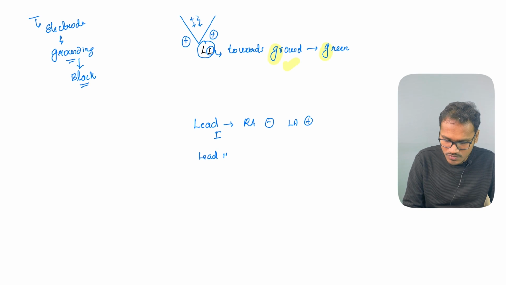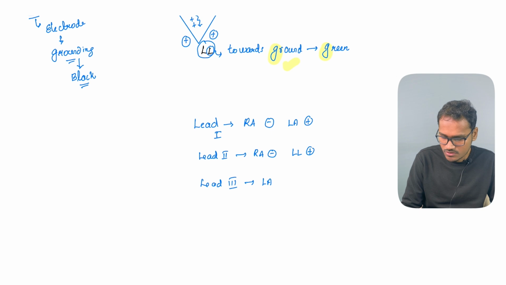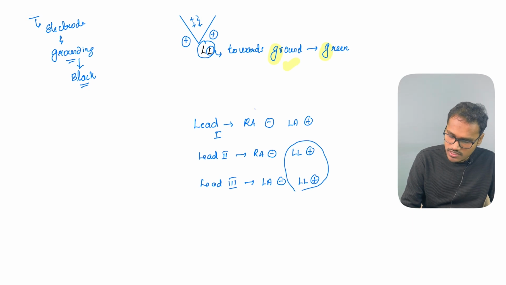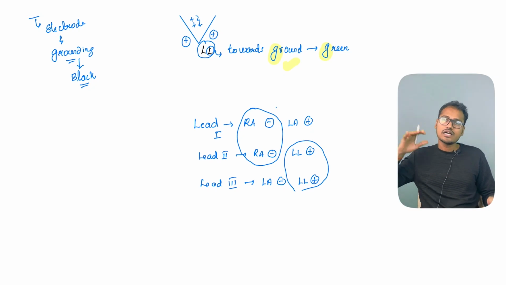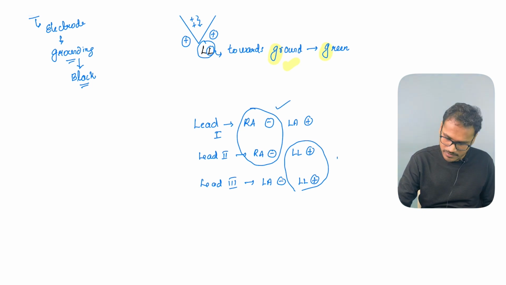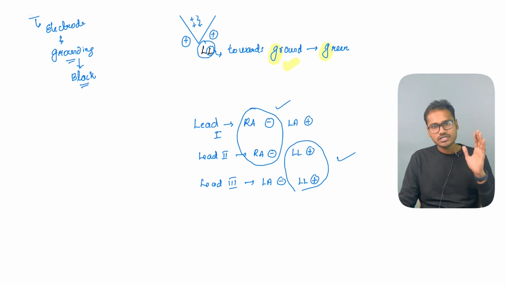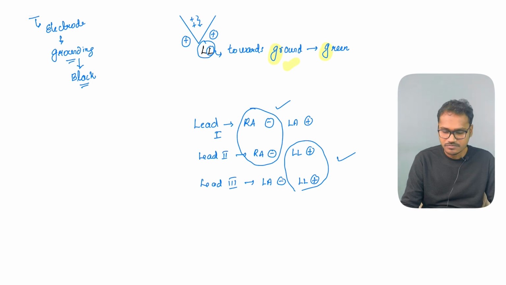And in lead 2, the right arm is again negative, the left leg is positive. In case of lead 3, the left arm is going to be negative and the left leg is going to be positive again. As you can observe from here, the left leg is always positive and the right arm is always negative, because the left leg is in the direction of the heart or the positive waves, and the right arm is away from it, so those are predetermined. But if an examiner asks, you can just simply think about it and give your answer. But the concept behind that is this one.